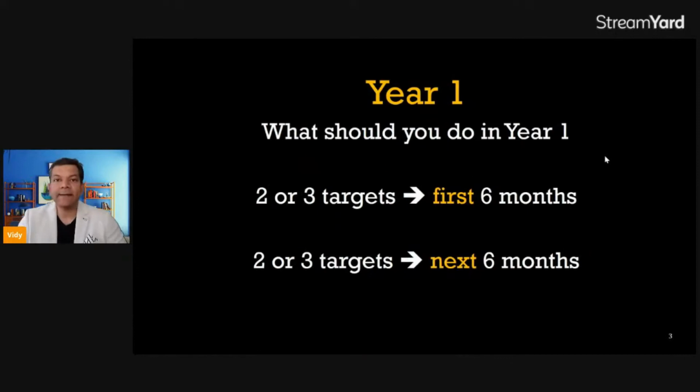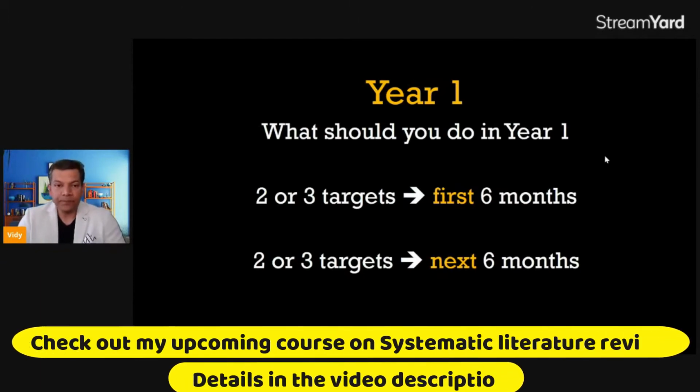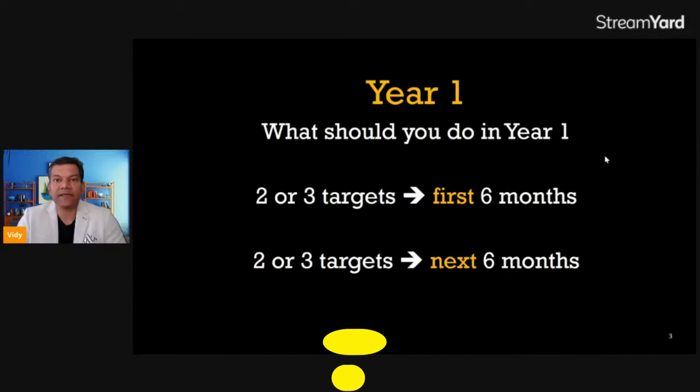So what is it that you should do in year one? The focus of today's session is year one of your PhD, and we will see all the activities you need to do during your year one. Broadly, I break the first year of your PhD into two semesters. In the first 6 months, you should aim for 2 or 3 large major targets, and similarly another 2 or 3 targets for the second half of year one.